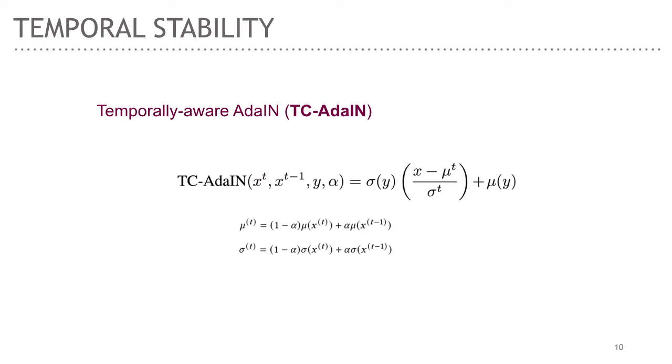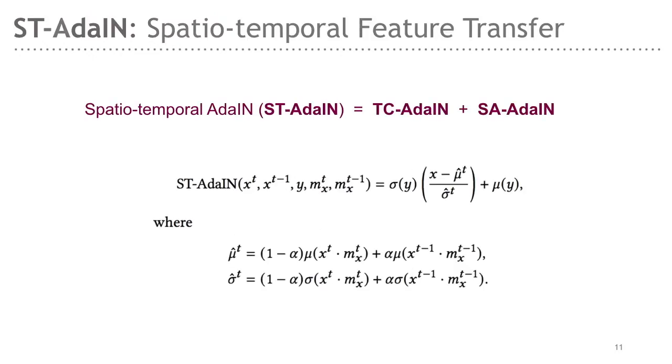Next, we tackle motion. Although using add-in has shown to be effective for still photo style transfer, it has been shown that these features are sensitive to small changes in the input. To address this, we propose a temporally coherent add-in layer that computes the mean and variance from both the previous and current frames. Combining spatially aware add-in and temporally coherent add-in, we obtain a differentiable spatial temporal feature transfer layer that is able to transfer style to local regions and generate temporally coherent stylized videos.